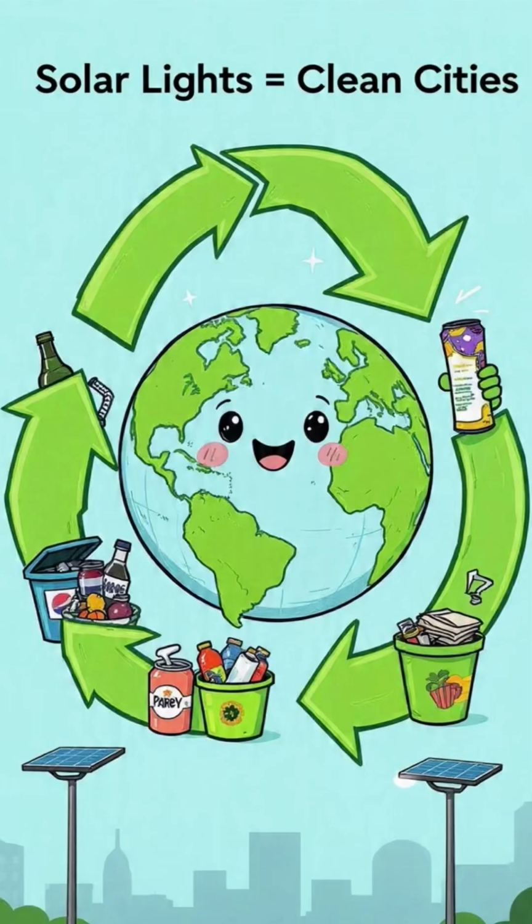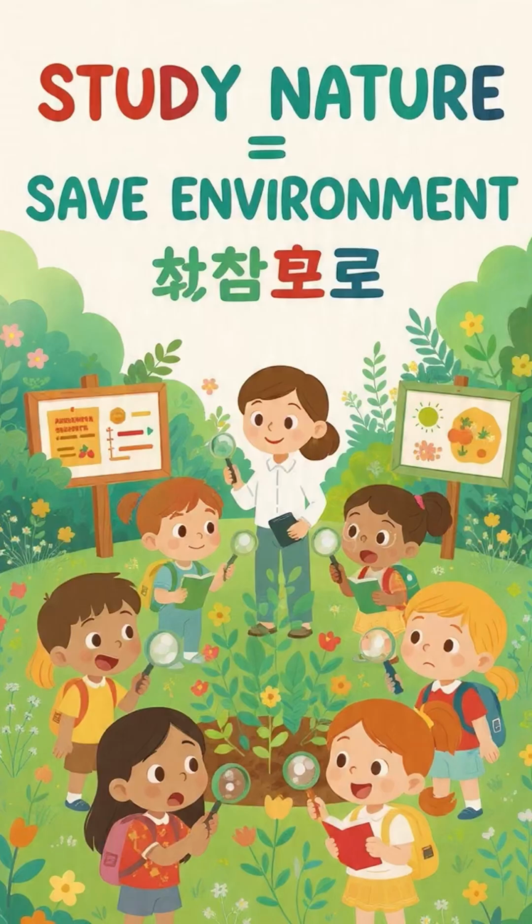Solar-powered street lights reduce electricity demand, save energy, and create eco-friendly urban spaces. Understanding environmental science encourages responsible actions and informed decision making.